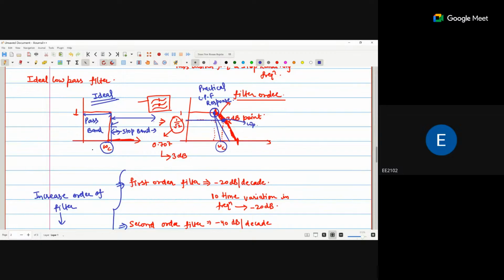If I calculate the angle of that one, so what is the angle?